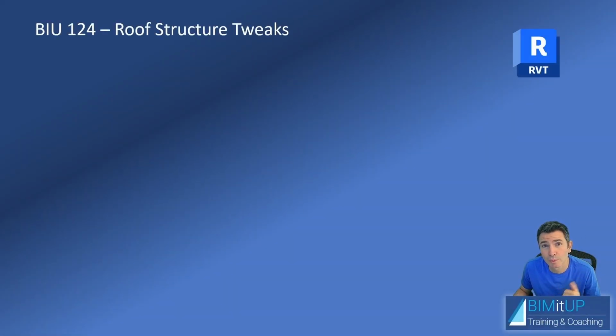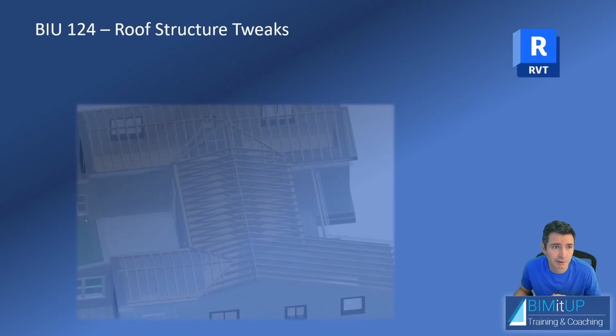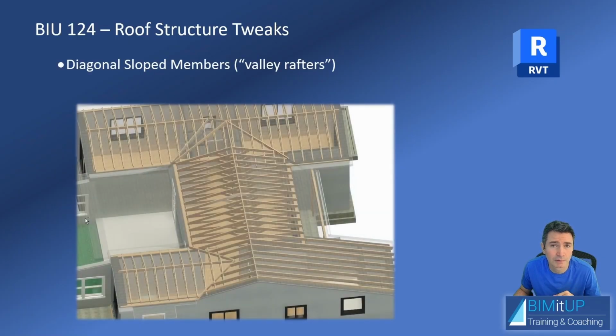Today we're going to do some roof structure tweaks. Particularly, we're going to focus on some diagonal slope members, commonly referred to as valley rafters, because they're rafters and they're located in a valley. So we're going to do this one, this one, and then jump to the kitchen and do this one and this one. And then we're going to do some common rafters that are going to meet onto the valley rafters.